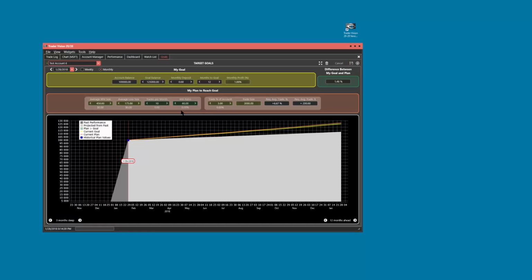Let's now talk about how we can use these parameters to help us manage. If we know that our plan requires us to make $450 on average, and we're considering a trade, and it does not look like we'll be able to pull $450 out of it before we hit that first major resistance, that's probably a trade we should pass on.